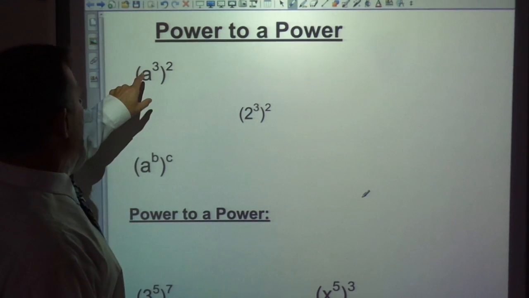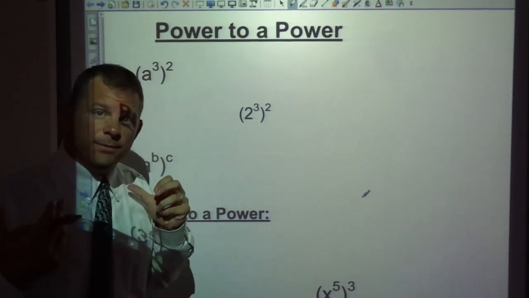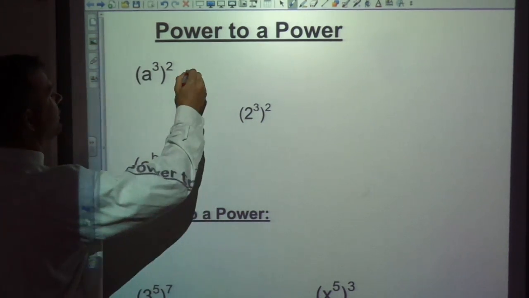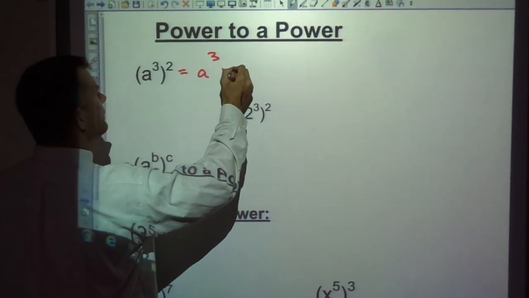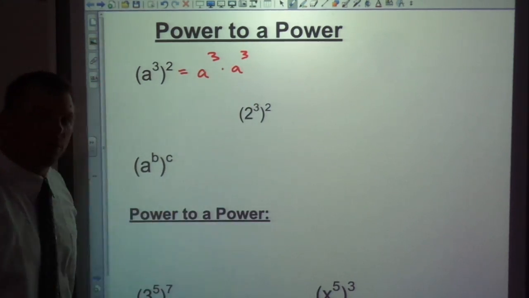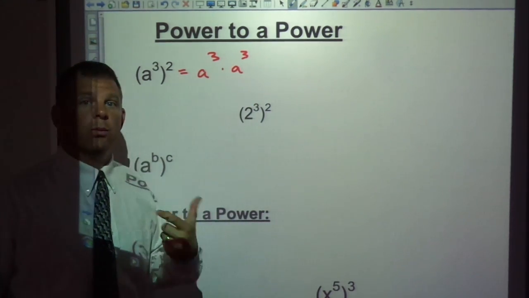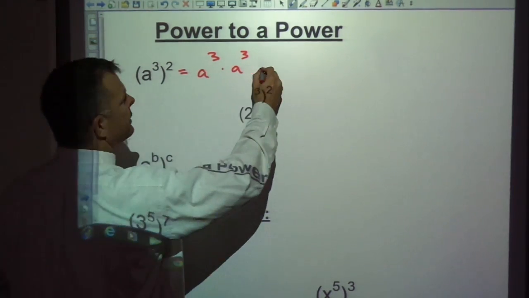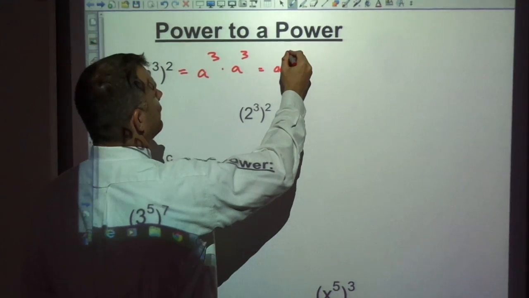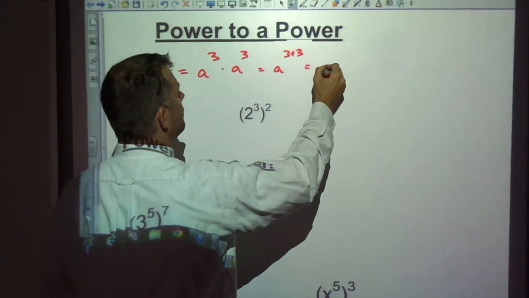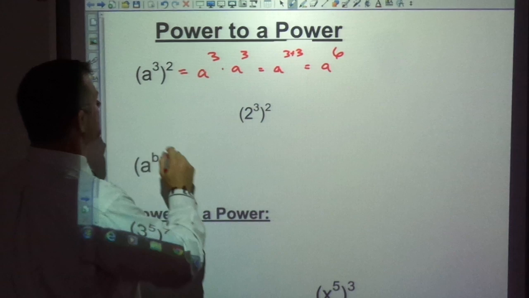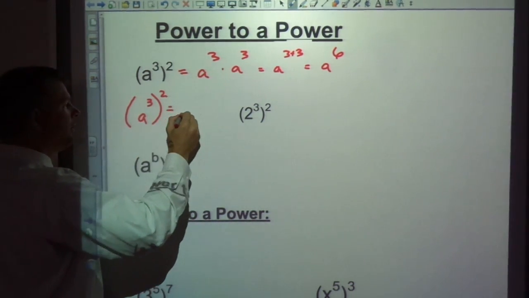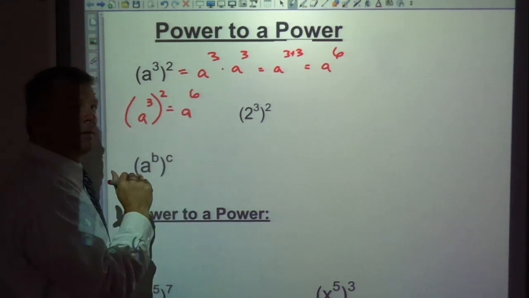In this case, anytime you have something squared, it means times itself, right? So this means a to the third times itself. We know from the last lesson of product of powers that when you have things that are multiplied and we have common bases, you simply add the exponents. So this is a to the 3 plus 3 power, which is a to the 6th. So a to the third squared equals a to the 6th.